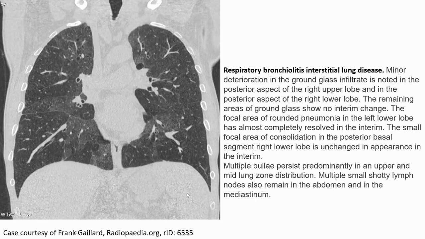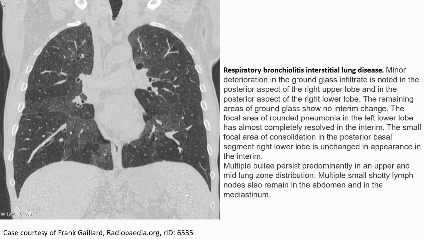This is a case of respiratory bronchiolitis with interstitial lung disease. Minor deterioration in the ground glass infiltrate is noted in the posterior aspect of the right upper lobe and in the posterior aspect of the right lower lobe. The remaining areas of ground glass show no interval change.